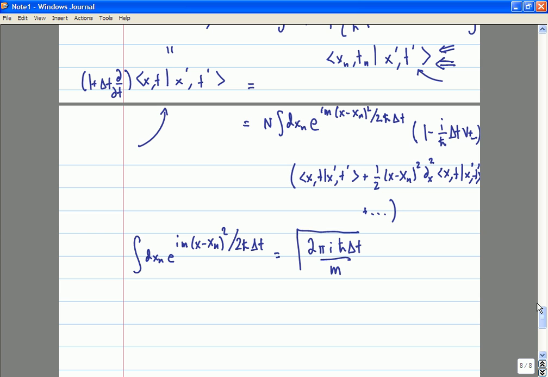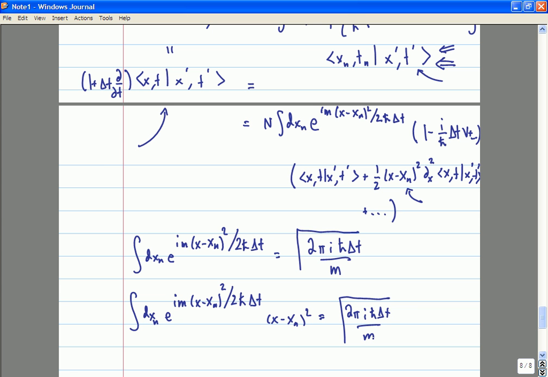And likewise, we have to do the integral of this term here. So we have to do the integral dx_n of this phase, e to the i m (x minus x_n) squared over 2 h bar delta t, times (x minus x_n) squared. And this is going to be that same factor, square root of 2 pi i h bar delta t divided by m, times something else, which you know has to be linear in h bar delta t over m, again by dimensional analysis. And if you do the integral, it's easy to do. You just get i h bar delta t divided by m.